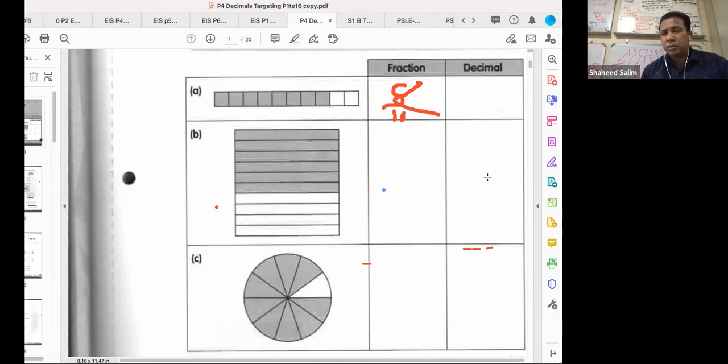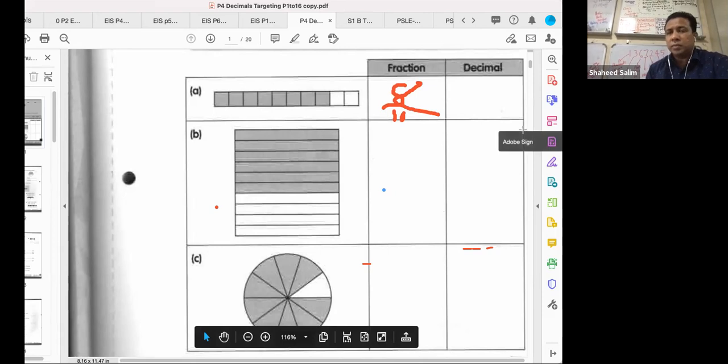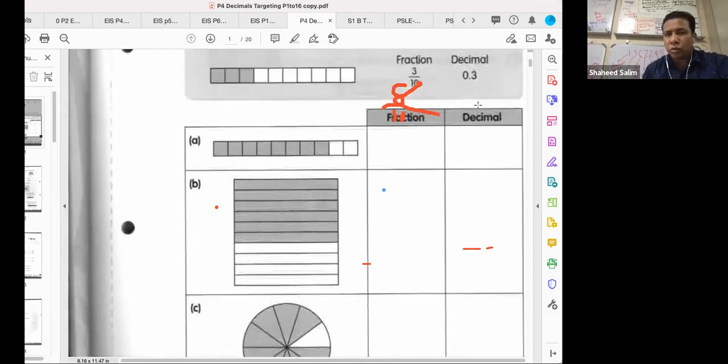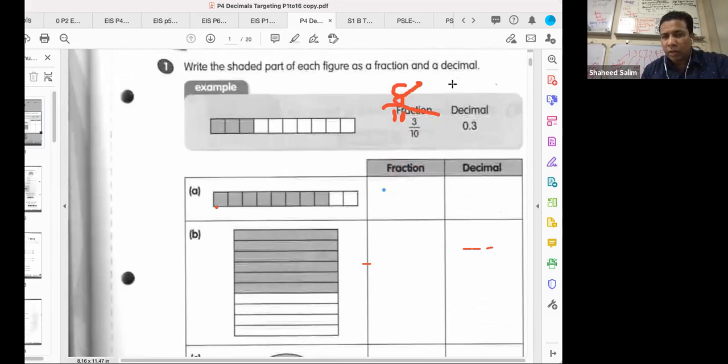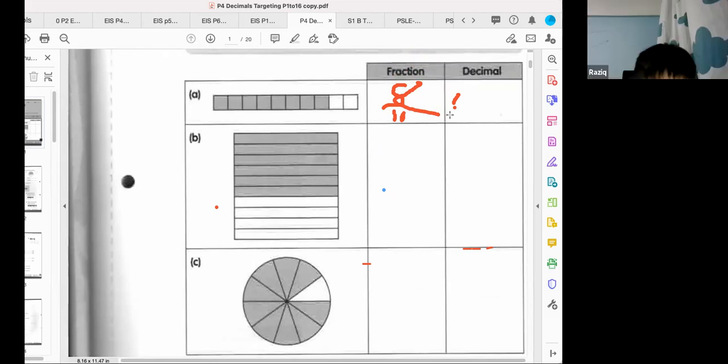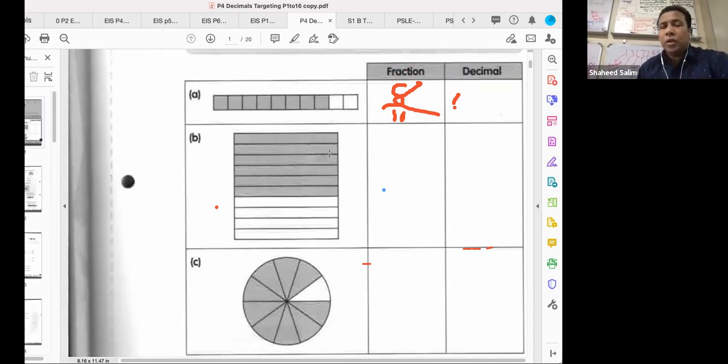Then decimal, what's the decimal? You write in decimal. Down here, you write down here. Decimal. If you forgot, I'll show you down here. You can see now. 3 over 10 is 0.3. 8 over 10 is, what is the decimal? You're confused? What? Is it 1.8? No. Okay, 0.8.